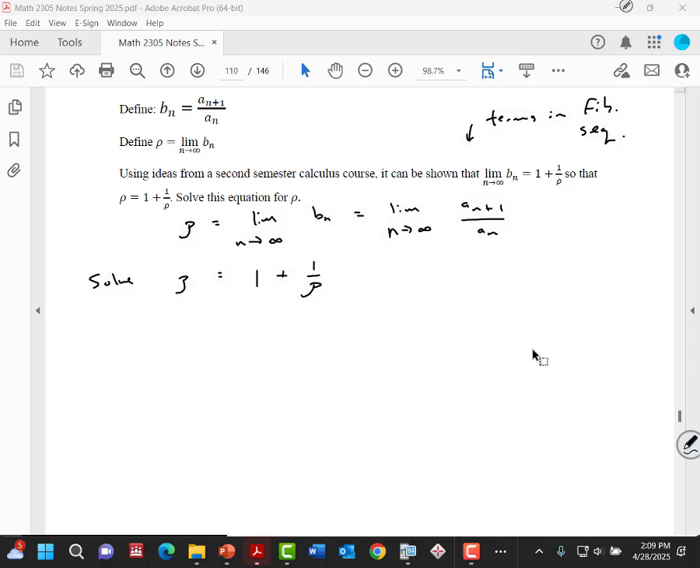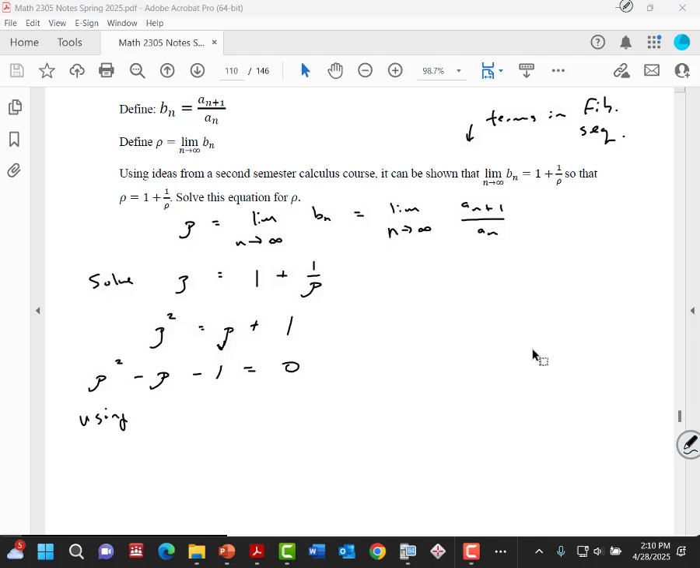So I wish to solve rho equals 1 plus 1 over rho. Okay, so let's do a little bit of algebra. If I were to multiply everything by rho, I would get rho squared equals, every term's getting multiplied by rho. I'm going to clear this fraction. Rho squared equals 1 times rho is rho, plus 1 over rho times rho is just 1. If I clean this up, that's rho squared minus rho minus 1 equals 0.